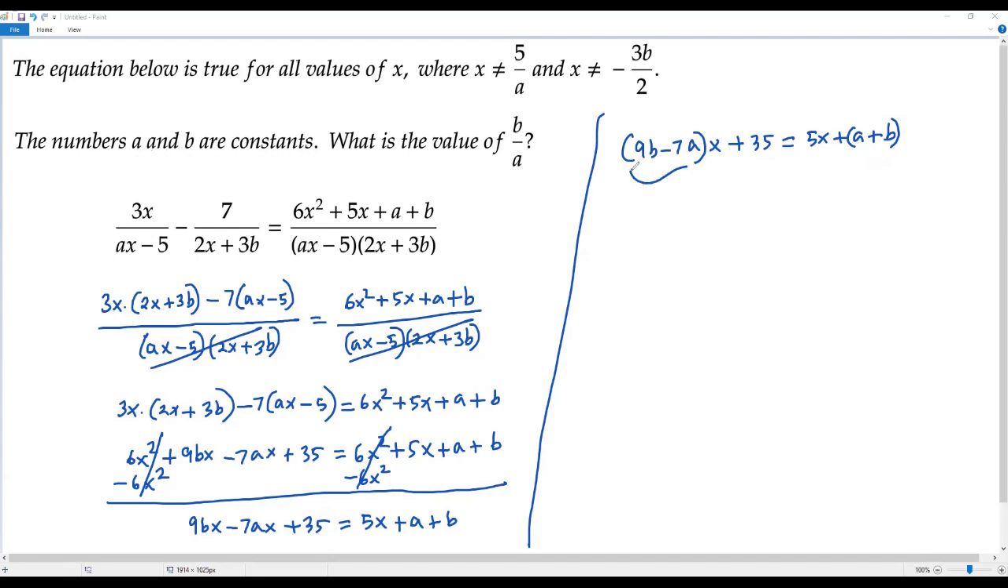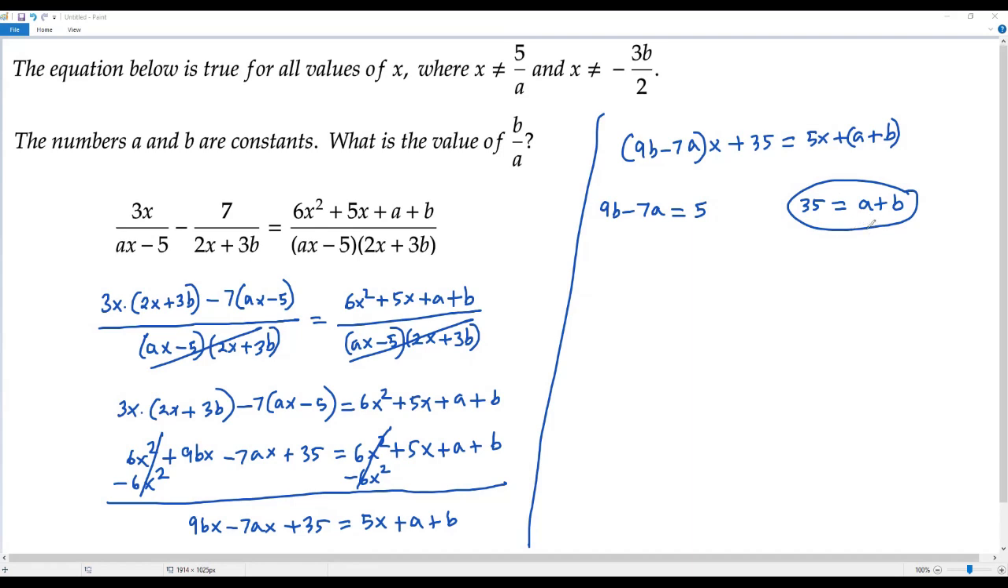Okay, here we have two linear expressions that are equal. Whenever two expressions are equal, we can match the coefficients of like terms. That is, the coefficient of x on the left side and the coefficient of x on the right side must be equal. The constant term on the left side and the constant term on the right side must be equal. Then I am getting 9b - 7a equals 5 and 35 equals a + b. Now we can solve for a or b in this equation.